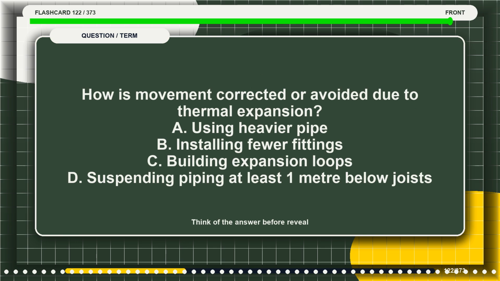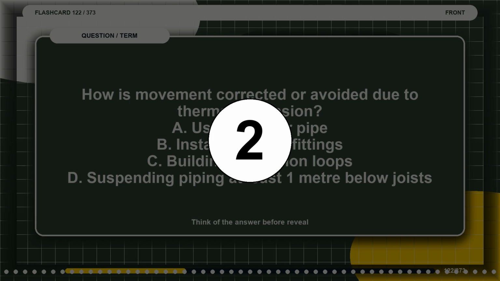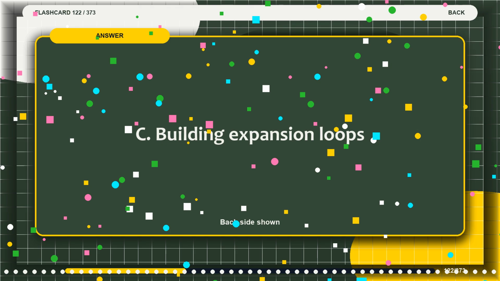Flashcard 122. How is movement corrected or avoided due to thermal expansion? A. Using heavier pipe. B. Installing fewer fittings. C. Building expansion loops. D. Suspending piping at least 1 meter below joists. Think of the answer before the reveal. The answer is C. Building expansion loops.